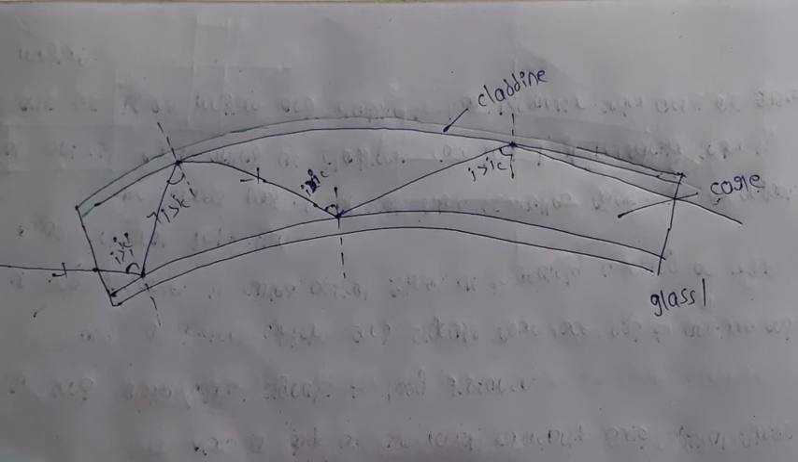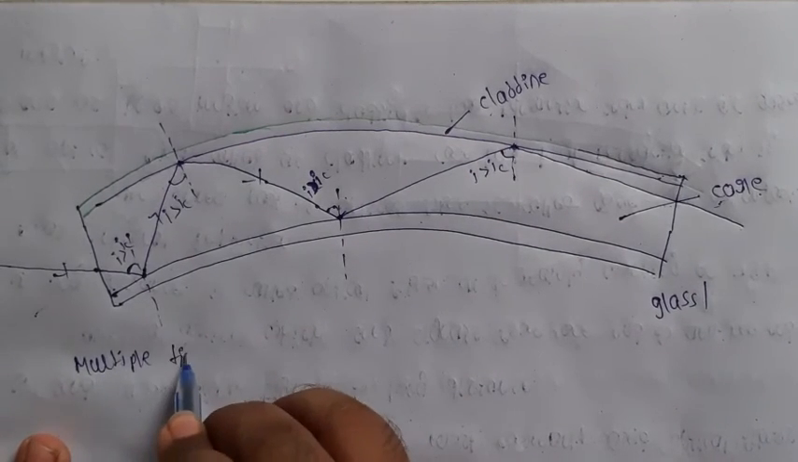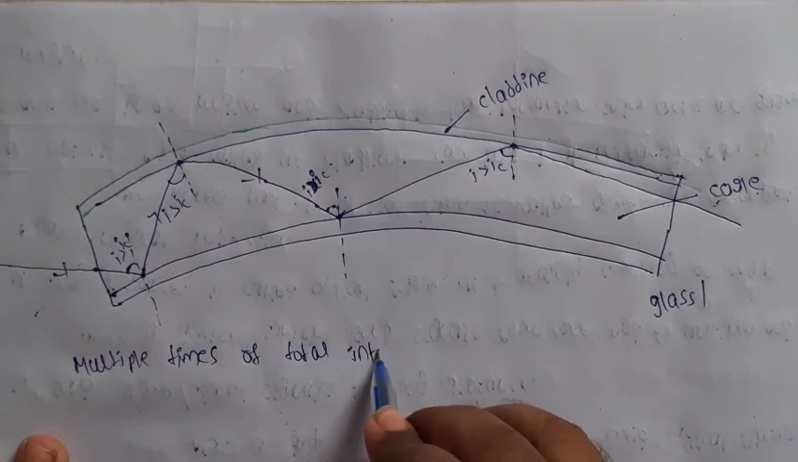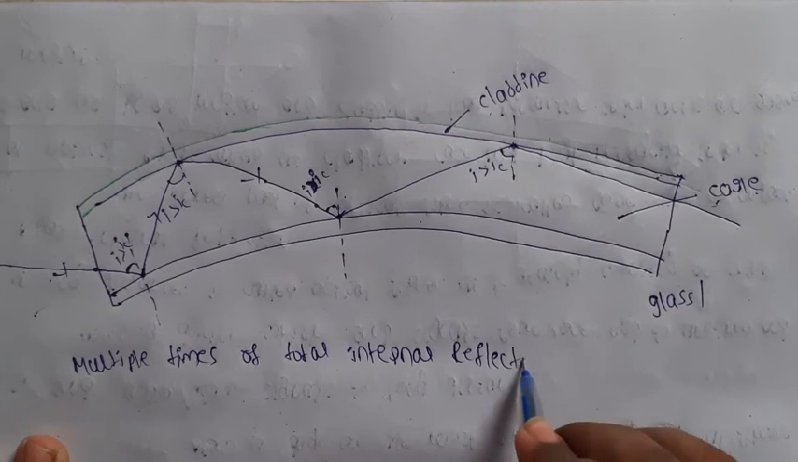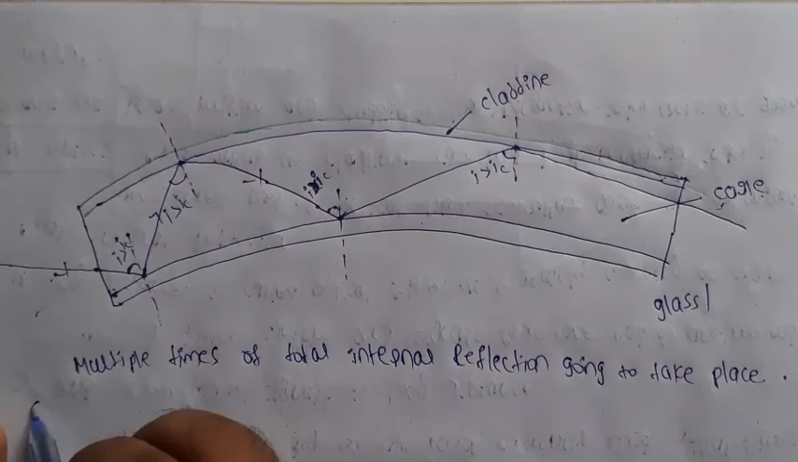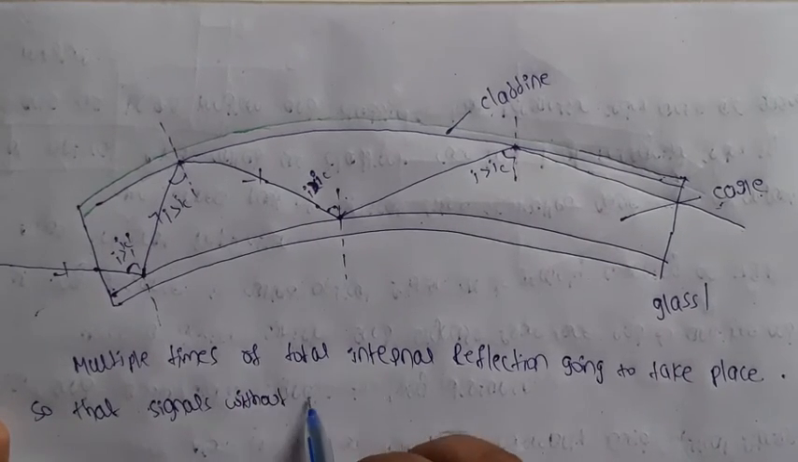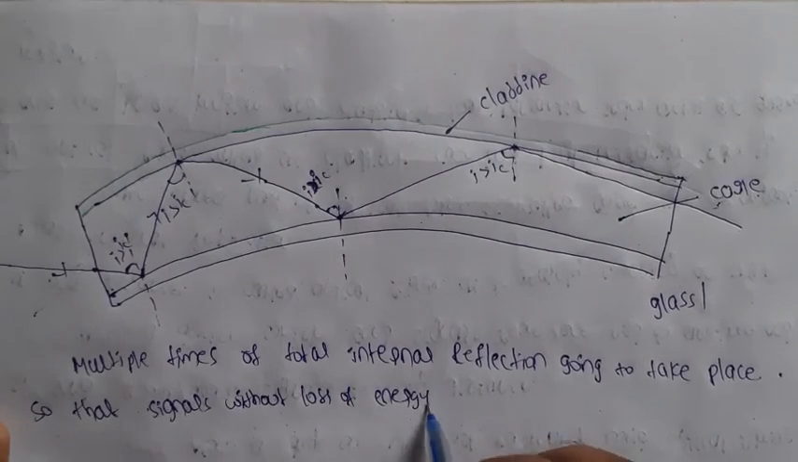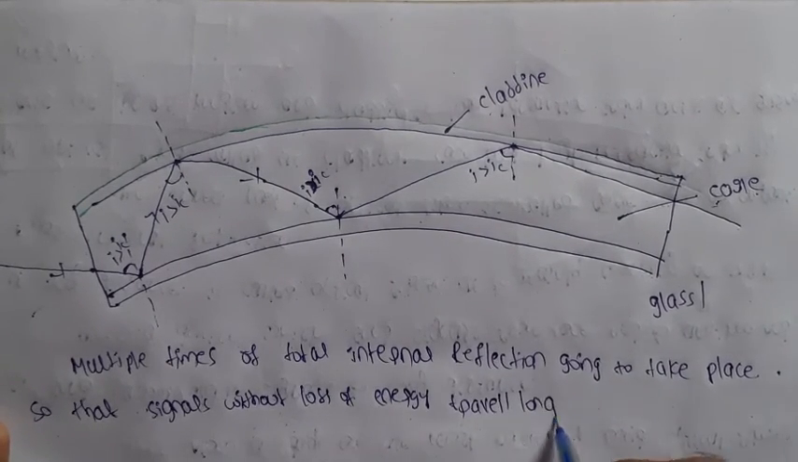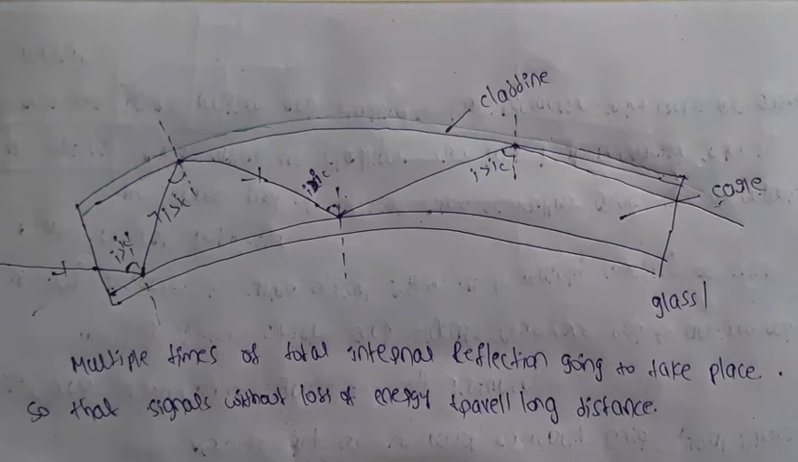How many times is total internal reflection going to happen? 1, 2, 3 times. Here multiple times of total internal reflection take place, so that signals travel a long distance without loss of energy. Here the signals travel long distances without losing energy. Only then is the audio or video visible or audible.